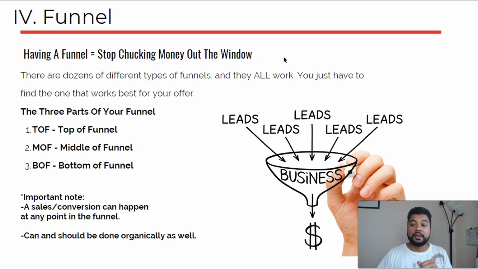So understanding a funnel, most of you probably already understand that your funnel has three parts: the top of funnel, middle of funnel, and bottom of funnel, otherwise known as TOF, MOF, or BOF. Your three new best friends, okay? It's important to note a sale or conversion can happen at any point, and this can be done organically too. But in terms of Facebook ads, we want to get leads, bring those leads into our business, and then from there, sell them our product.